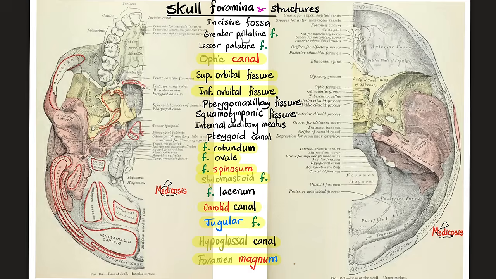Before you leave this video, I want you to sit down, focus, and try to answer the following questions. Where can I find each of these foramina on the skull? And what are the structures that pass through each one of these? Please pause and review. This is very important.